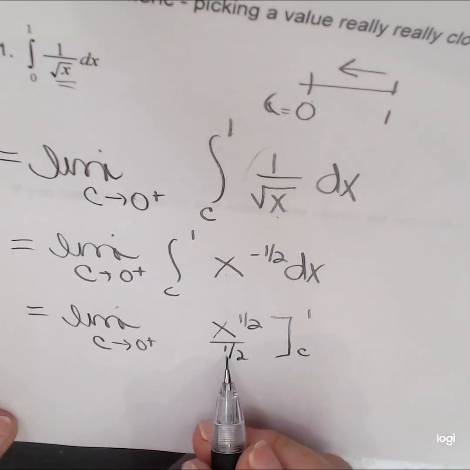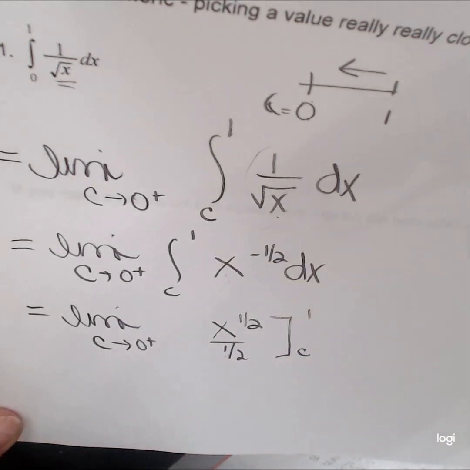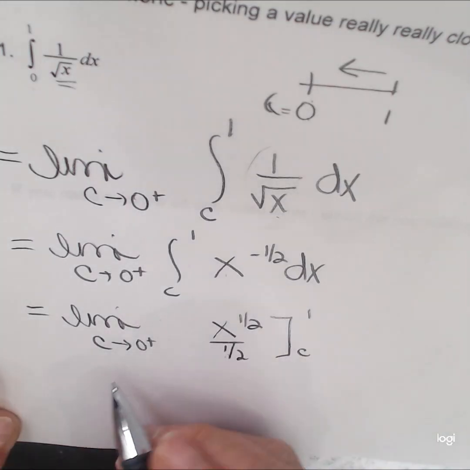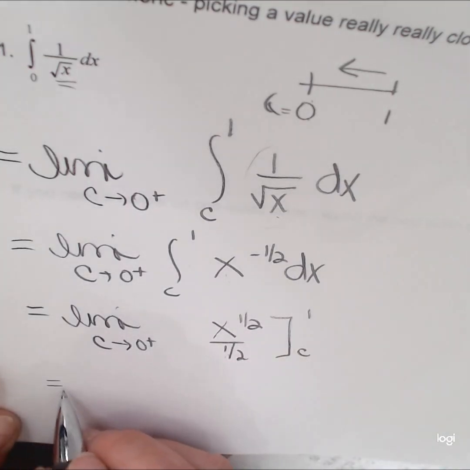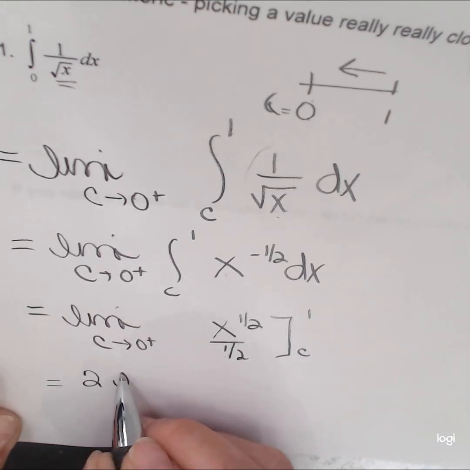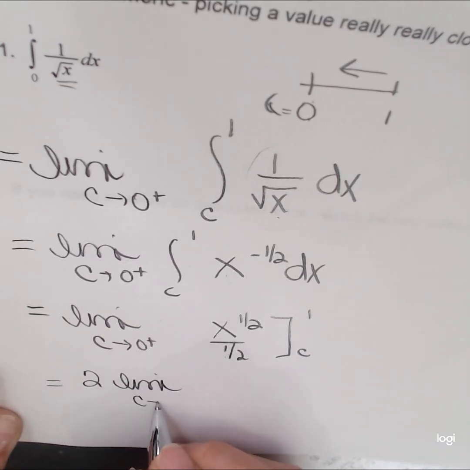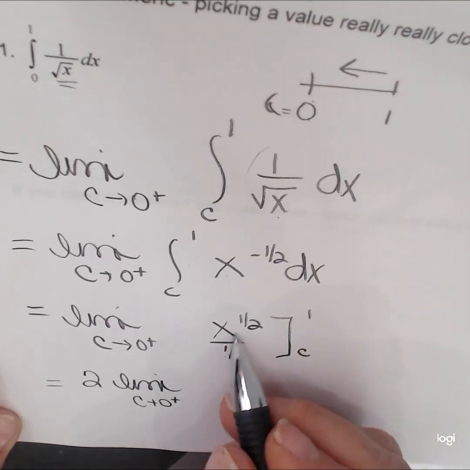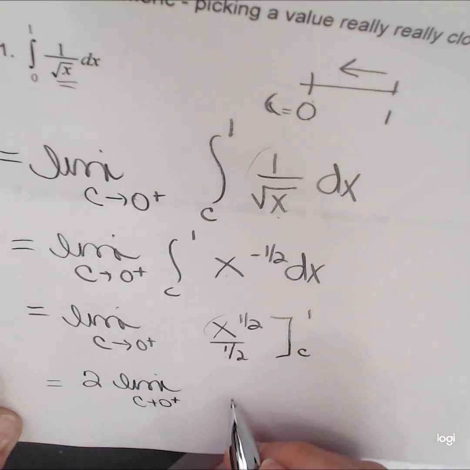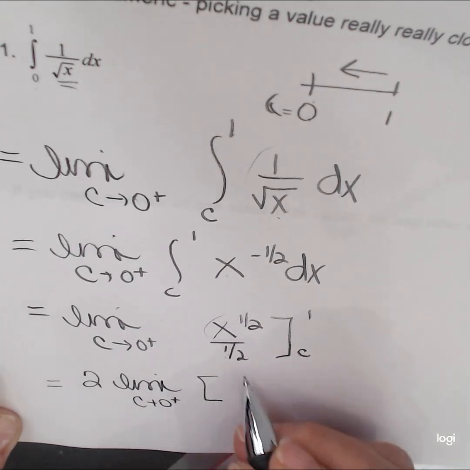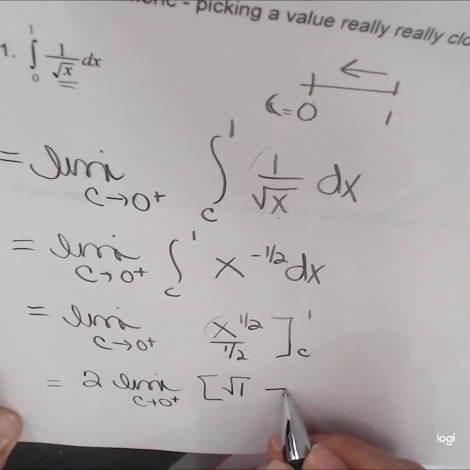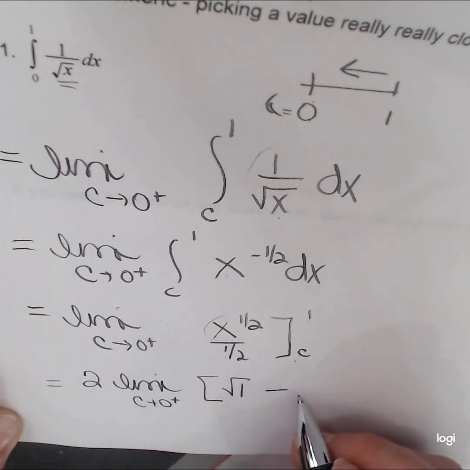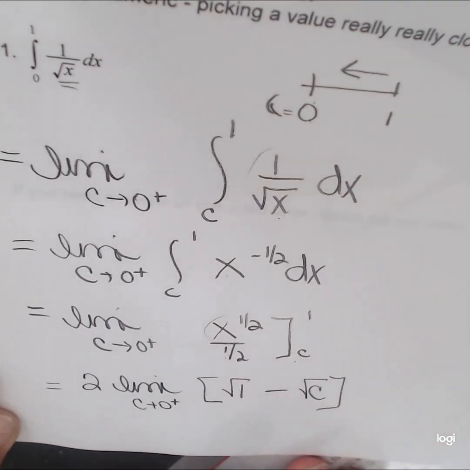Now, you may want to go ahead and flip that 1/2 and make it a 2, and you can actually bring that 2 all the way to the outside, and we don't need to leave it here. We can bring it all the way to the outside. This will become 2 times the limit as c approaches 0 from the right, and then the only thing I have left to deal with is the square root of x, which I'm going to look at between 1 and c, and remember it's going to be the top bound, which is the square root of 1, minus the bottom bound, which is going to be the square root of c.